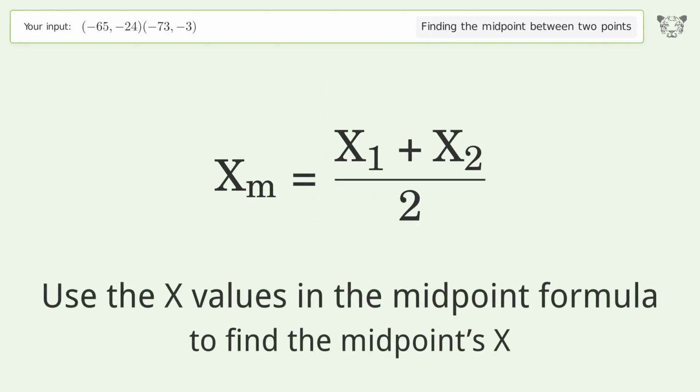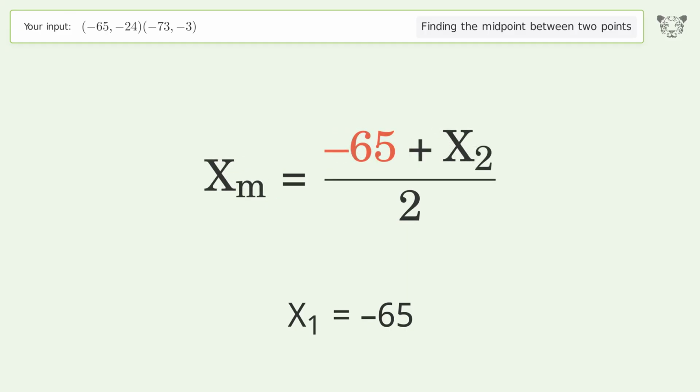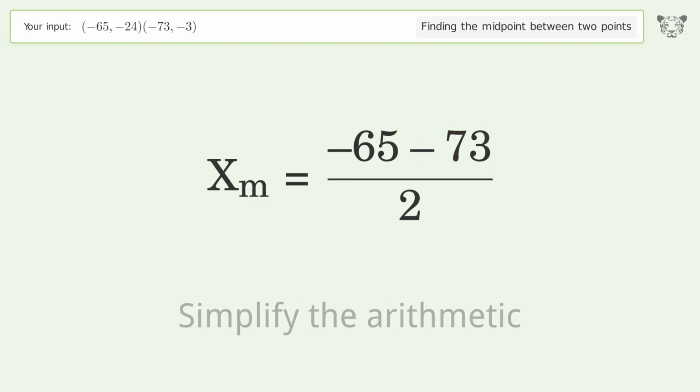Use the x values in the midpoint formula to find the midpoints x. x1 equals -65. x2 equals -73. Simplify the arithmetic.